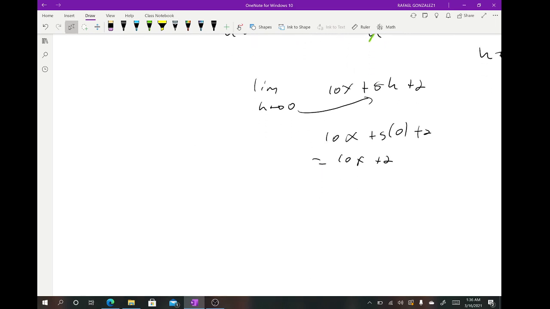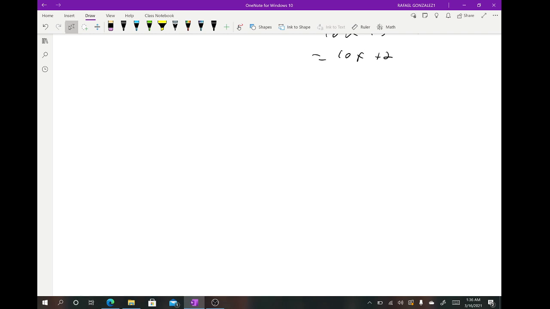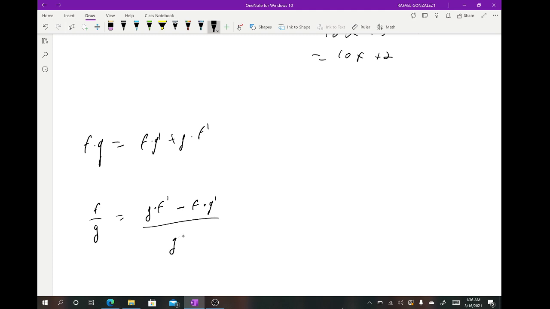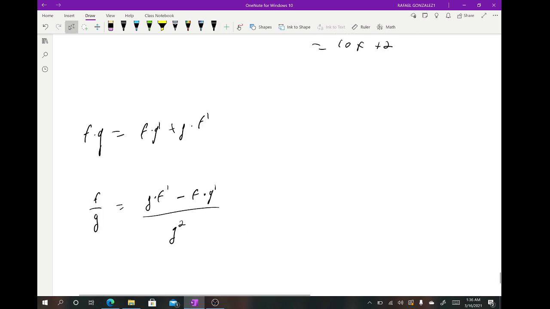And finally, I will ask you to know the product rule and the quotient rule. The quotient rule is when you have something of the form f over g, and that is equal to the second times the derivative of the first minus the first times the derivative of the second, divided by the bottom squared.